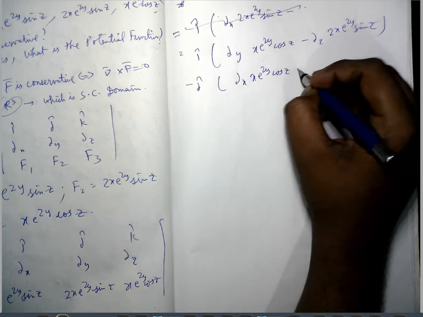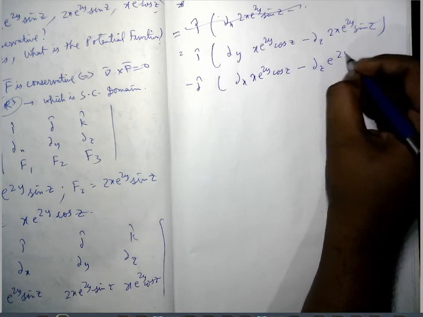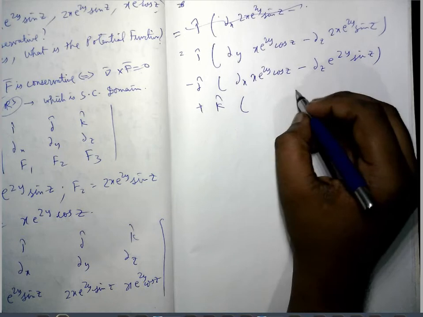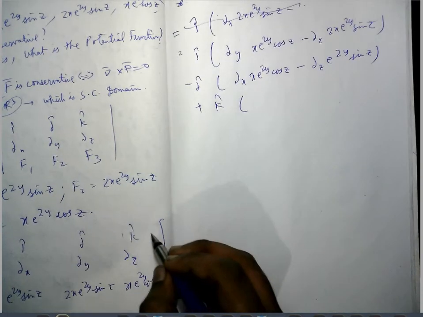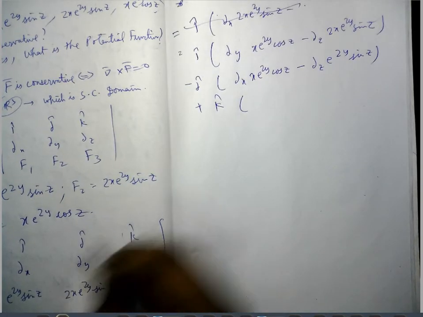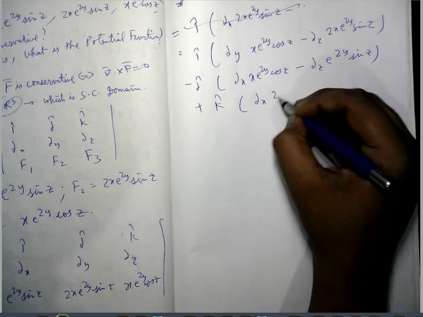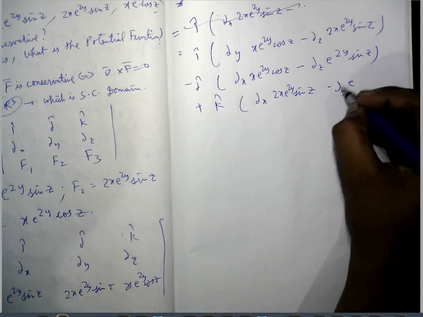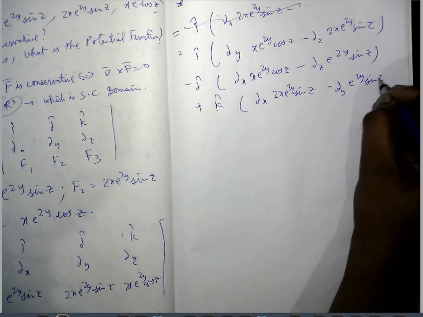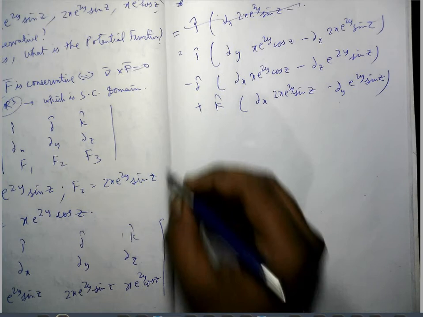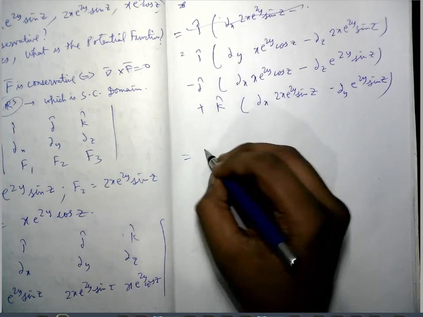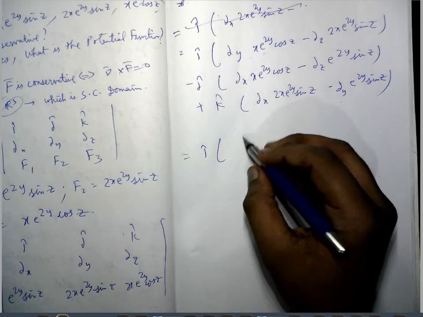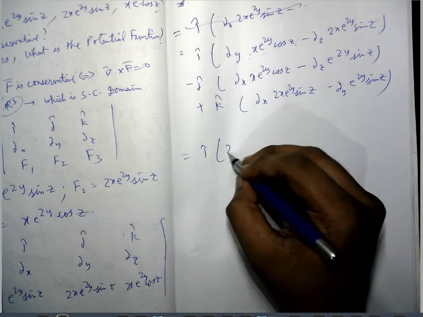So this row and this column will be cut off, and then you take the cross ratio of this term. This is partial x 2x e to the power 2y sin z minus partial y e to the power 2y sin z. So for i cap, the partial derivative of this function with respect to y will be, so you treat x and z as constant, so you get 2x e to the power 2y cos z minus, so again here you treat x and y as constant, so you will have 2x e to the power 2y cos z.